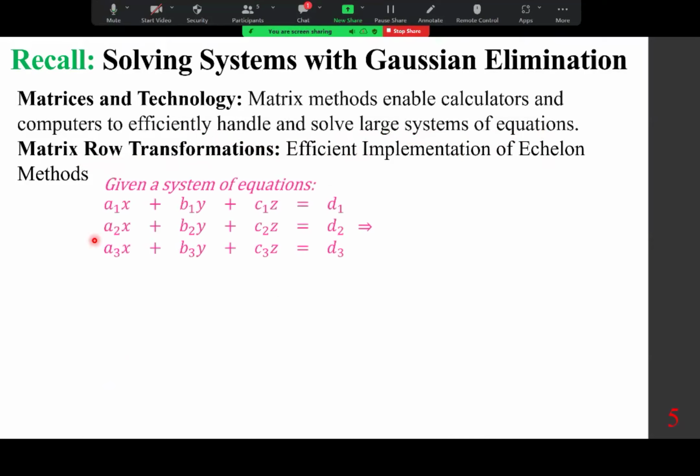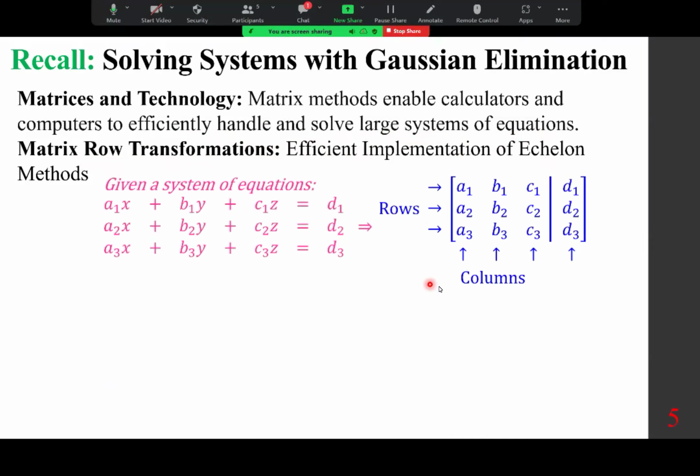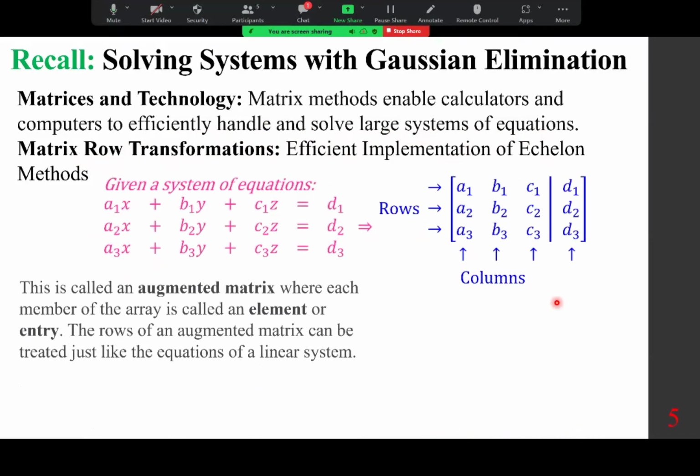Here's a system. Here's the first equation, second, third, and here's the augmented matrix. A1, A2, A3 if you look at the columns, A1, B1, C1, D1 if you look at the rows. So this is called an augmented matrix, where each member of the array is called an element or entry.